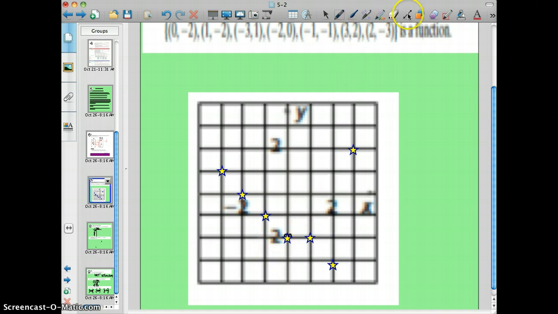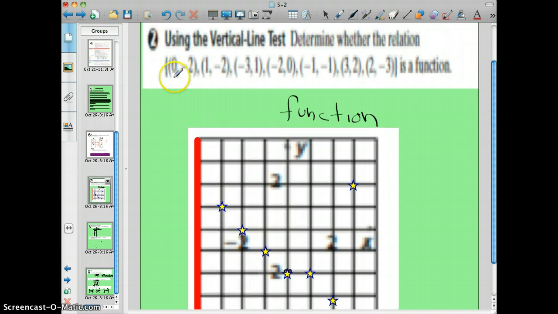And notice here, let's just grab a nice red line here. There is no one spot on this graph in which if I drew a vertical line, I would hit 2 stars. Okay, there is no one spot there. So guess what that means? That means this is a function. Okay? So this set of values, this relation, is a function because none of the independent values have more than one dependent value attached to it.